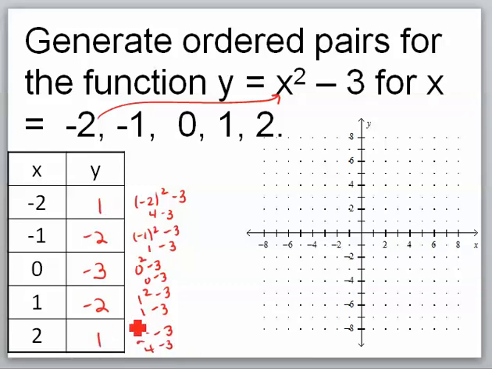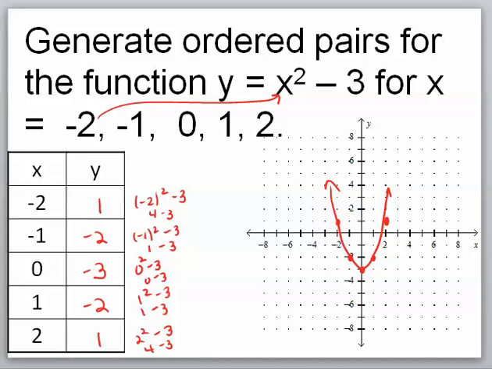When I graph these ordered pairs, I have -2, 1, -1, -2, 0, -3, 1, -2, and 2, 1. Notice this does not give me a straight line. It gives me a U-shaped figure.